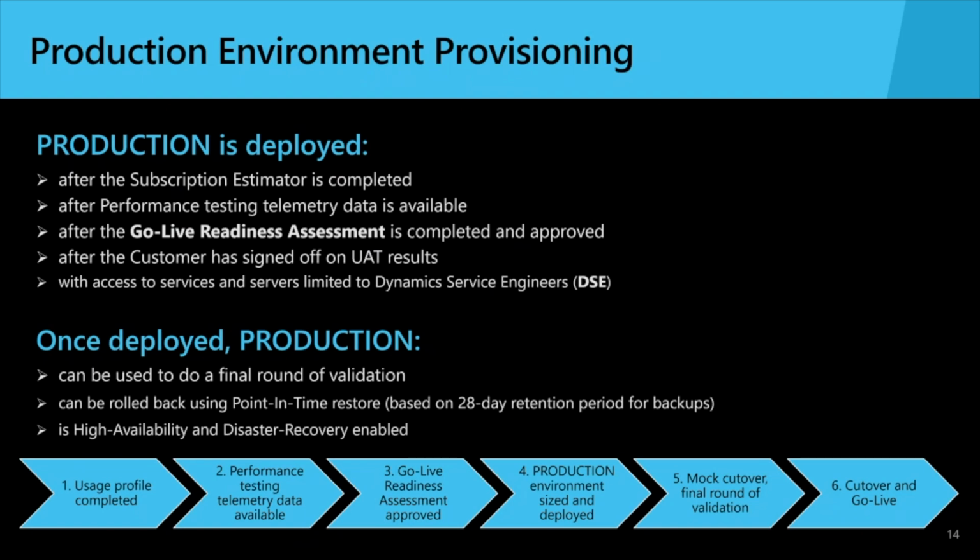In addition to those two prerequisites, all finance and operations projects need to complete a go-live readiness checklist. We use that checklist to prepare an assessment report for every implementation. That assessment report will be delivered and reviewed with you. Once that's completed and approved, and the customer has signed off on a number of the key activities, including UAT and the solution in general, then the production environment can be requested and deployed.